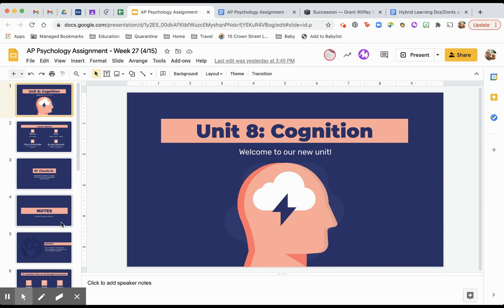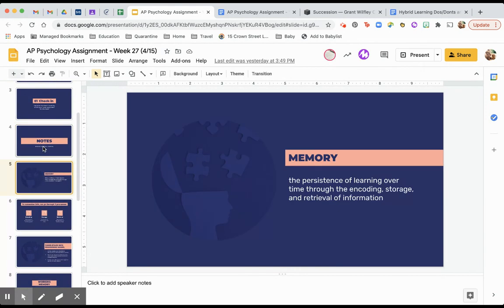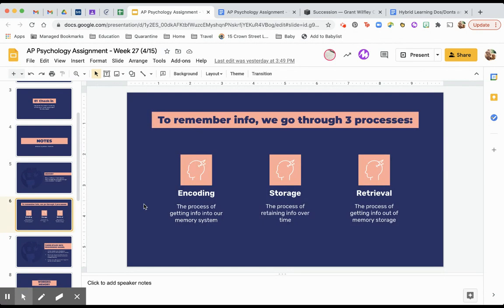Okay, so I'm going to go right to the notes. So, memory is the persistence of learning over time through the encoding, storage, and retrieval of information. Basically, what this is saying is it's the things that we remember over a long period of time. And we do this through these three different things. So, these three processes are encoding, storage, and retrieval. I feel like the last two kind of make sense, but we'll go through all of them.